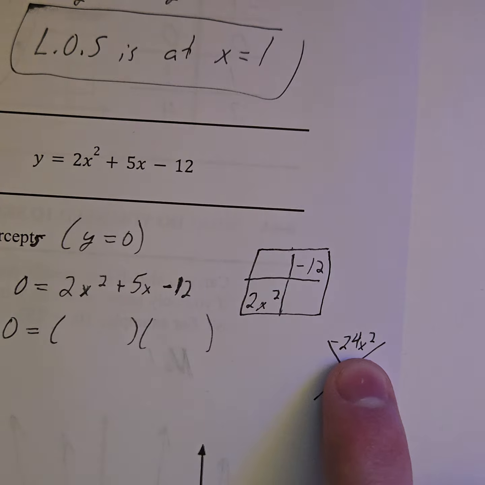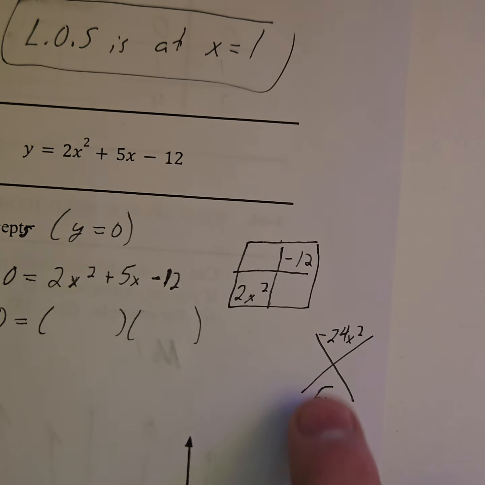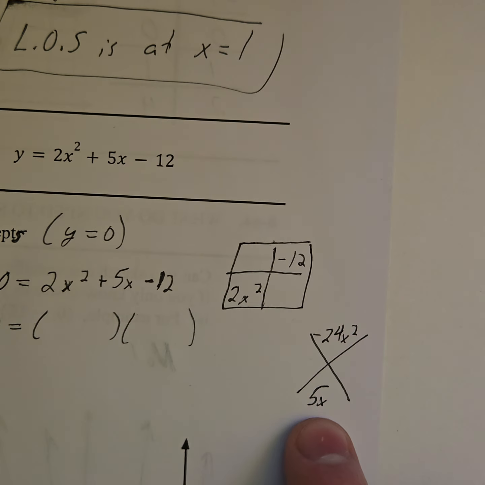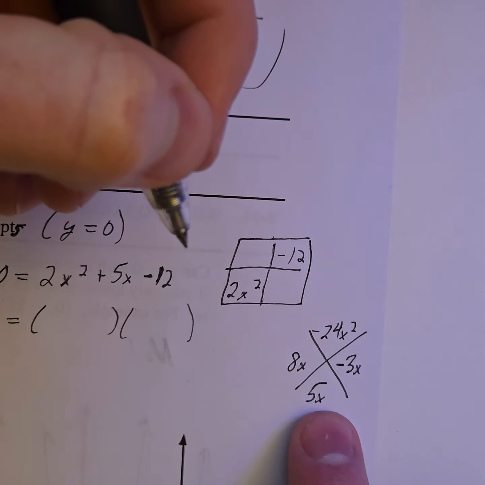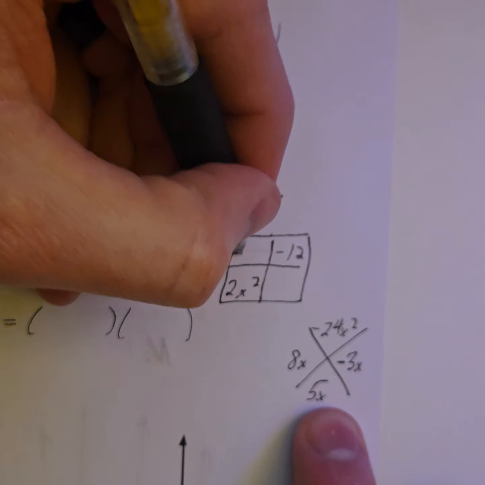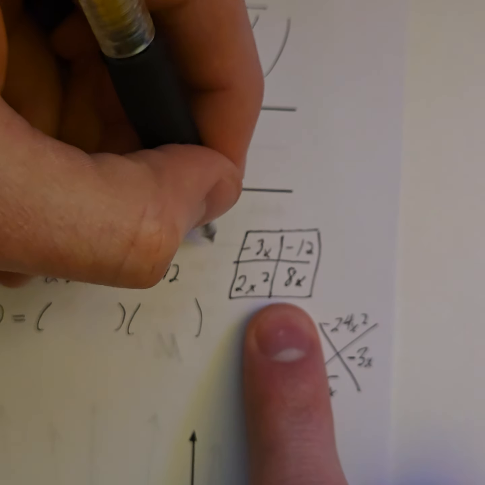Now, you can look on your factor chart for two numbers that multiply to 24 and have a difference of 5. Those two numbers are going to be 8 and 3. We want to make the 3 negative to give us a negative 24 and add up to a positive 5. So my two numbers are negative 3x and 8x, and they go in my box.